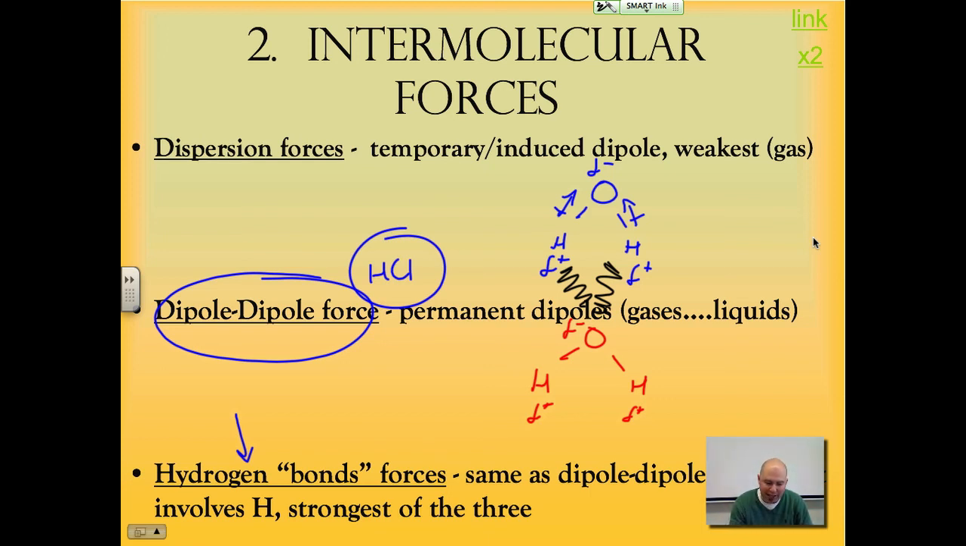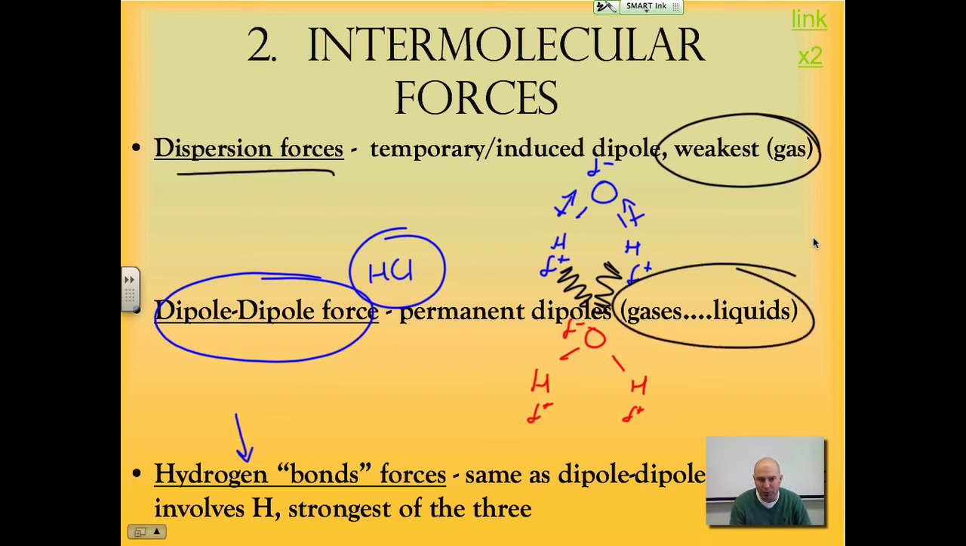So your weakest type of intermolecular force are your dispersion. Secondly would be your dipole-dipole, and then hydrogen bonds are the stronger of the two. Hopefully I didn't confuse you by using HCl as a good example for dipole-dipole. Understand that that would be a hydrogen bonded or hydrogen forced type of intermolecular force. Those are your intermolecular forces.